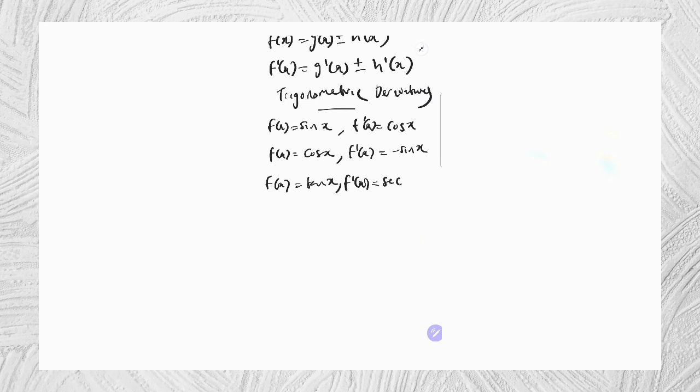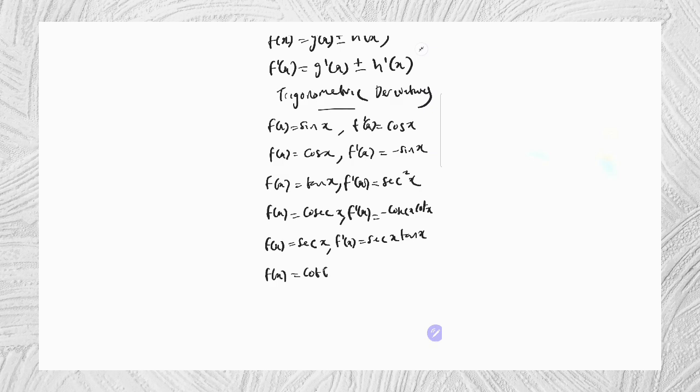When f of x is equal to tan x, the differentiation of f of x will give you sec squared x. And when f of x is equal to cosec x, the differentiation of f of x will give you minus cosec x cot x. Now, when you have f of x equal to sec x, the differentiation of f of x will give you sec x tan x. And when you have f of x equal to cot x, the differentiation of f of x will give you minus cosec squared x.